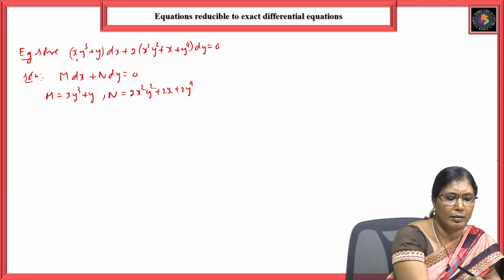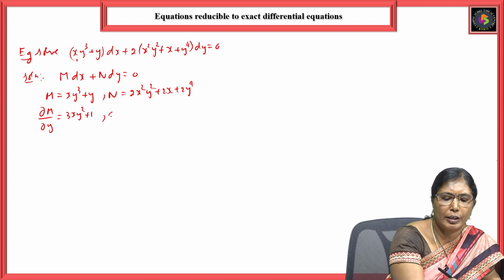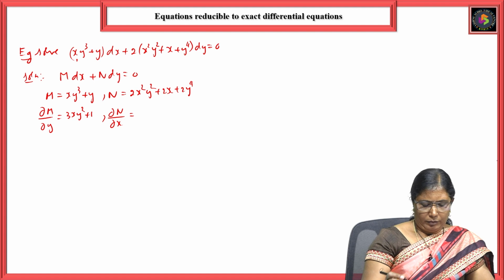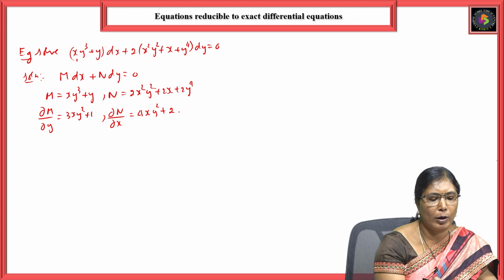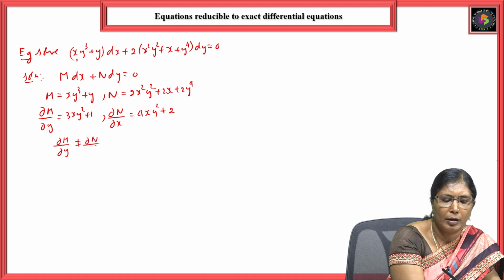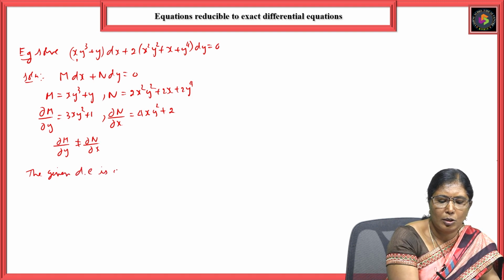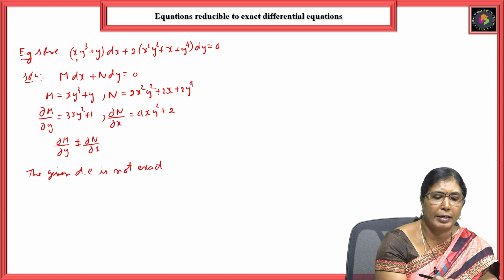Now let us check whether it is exact. Differentiate M partially with respect to y: we get 3x y square plus 1. Differentiate N partially with respect to x: we get 4x y square plus 2. So now check that ∂M/∂y is not equal to ∂N/∂x. So the given differential equation is not exact. Since it is not exact, you have to make it exact by multiplying by an integrating factor.